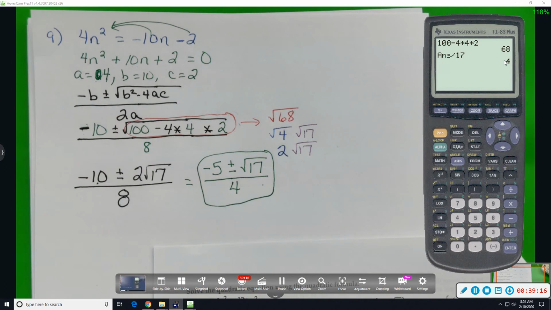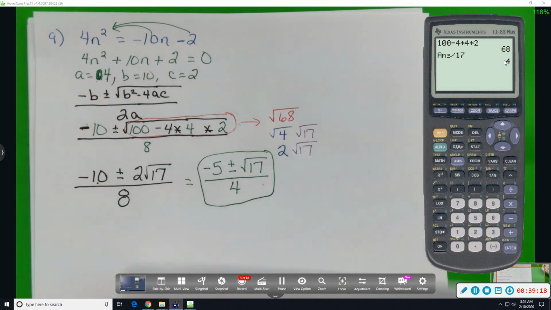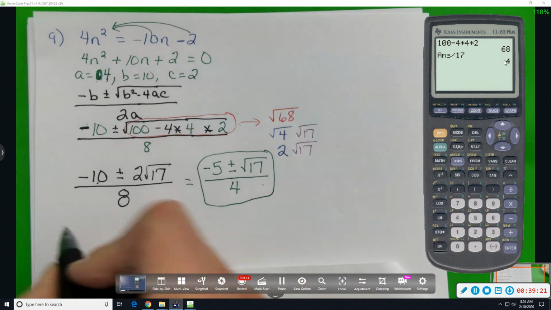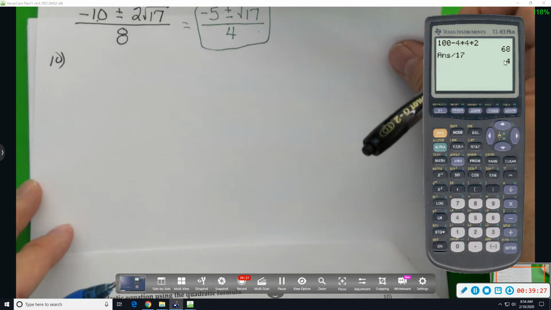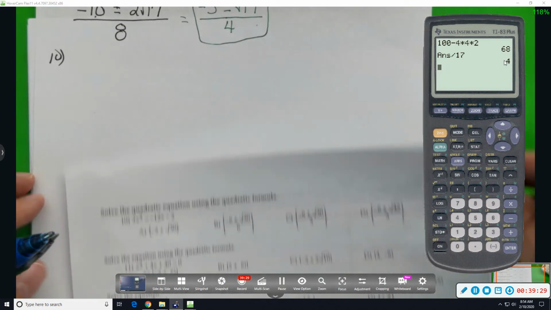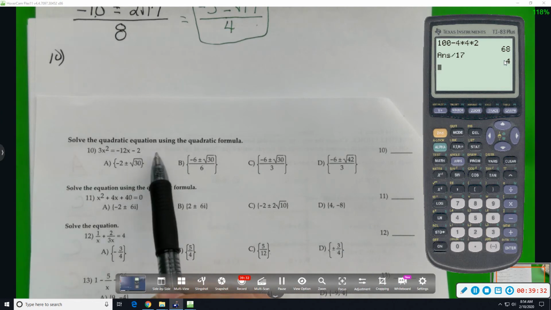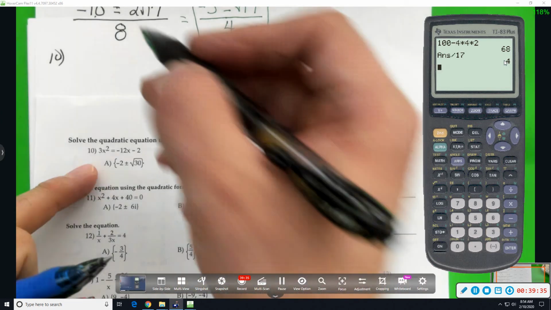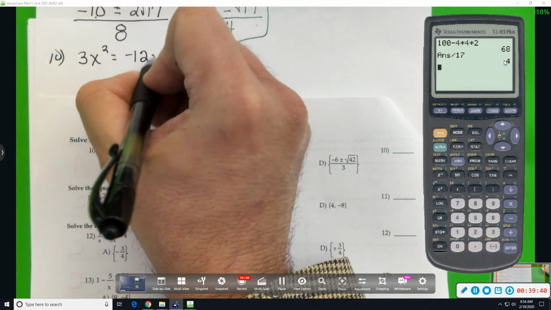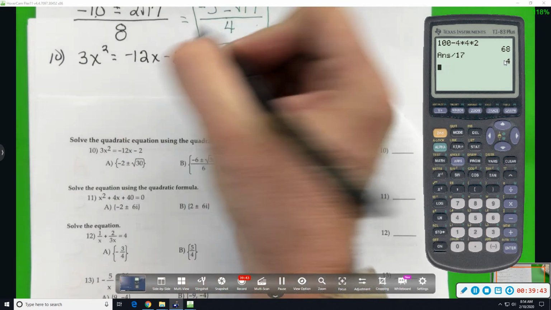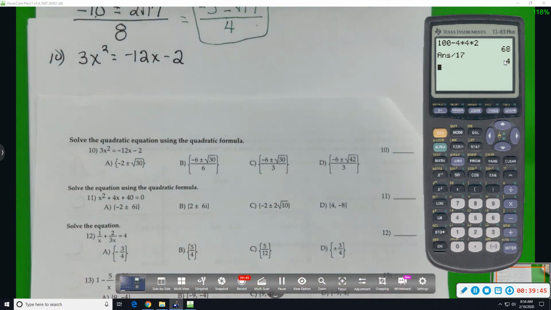Oh my gosh, 2 more quadratic formula problems. So problem number 10. Let me lift this up. We are doing problem number 10. Solve the quadratic equation using the quadratic formula. 3x squared equals negative 12x minus 2. I'm having to go through these quickly. This is a review. I'm not really teaching it as if you've never seen it before at this point.